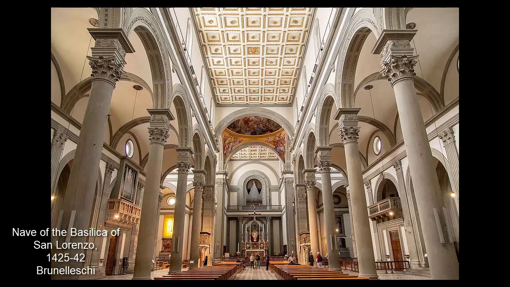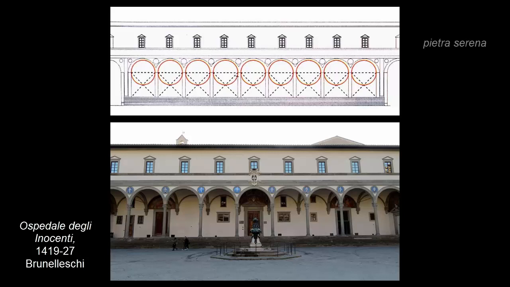Brunelleschi's buildings and designs were widely employed by later architects. His innovations included the use of round columns with classical capitals, circular arches, segmented domes, and all of this constructed through mathematical ratios. Another innovation by Brunelleschi was pietra serena, or serene stone, a decorative motif that combined white stone walls with grey architectural features. An example of the use of pietra serena is the Ospedale degli Innocenti, or the Hospital of the Innocents, from 1419 to 27.